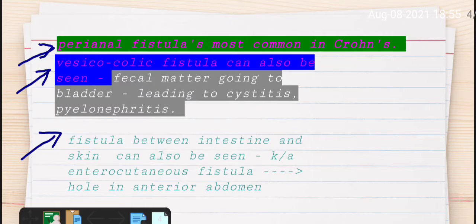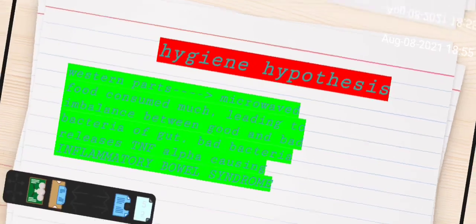Further, a fistula between the intestine and the skin can also be seen, which is known as an enterocutaneous fistula. A hole in the anterior abdomen can be present. So these two types of fistulas, vesicocolic and enterocutaneous, are not commonly seen.